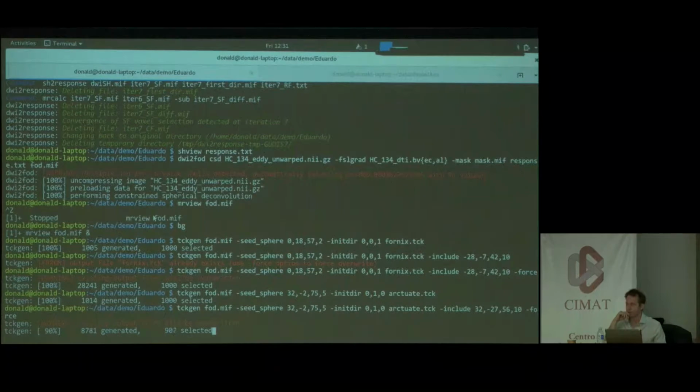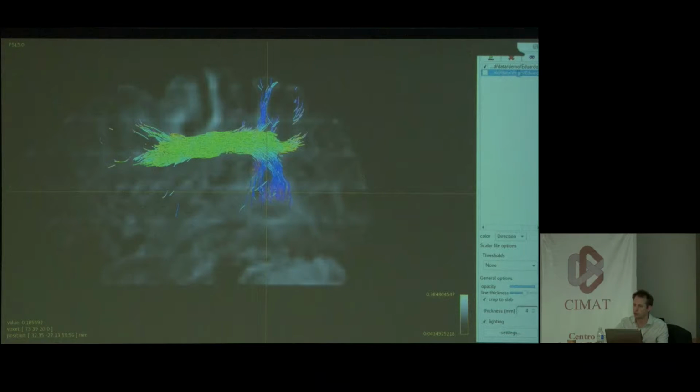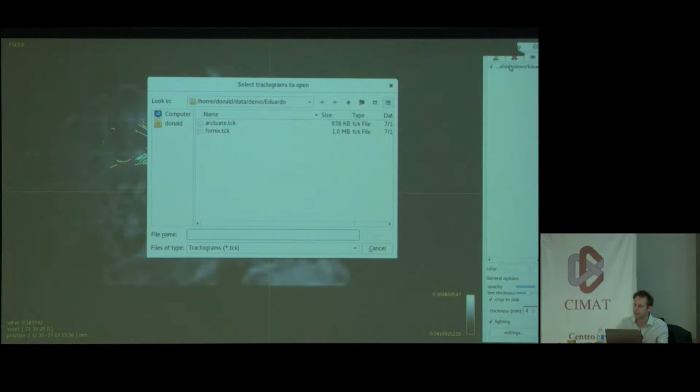I have a question. Could you go over the different algorithms in that command? In TrackGen? Oh my god. Briefly. Hang on, let's just display what I have and then I'll go through the algorithms.